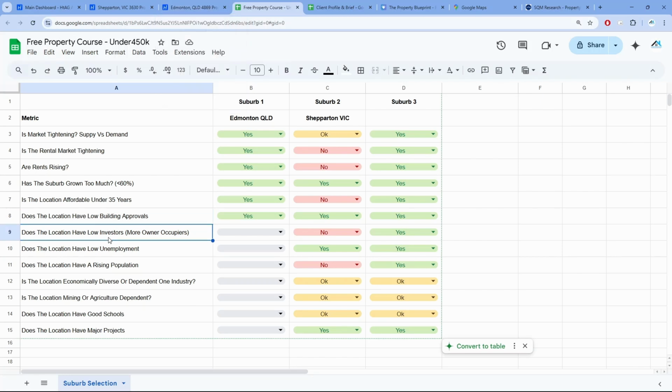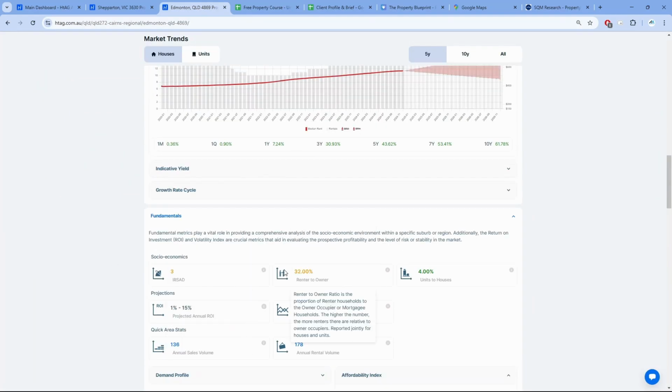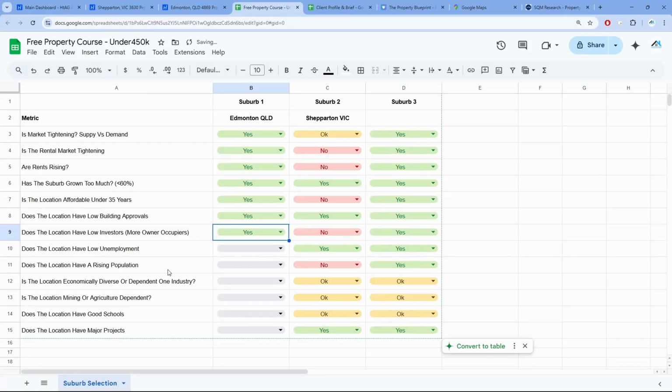Does the location have low investors, which means there are more owner occupiers in the area? We want to be investing into areas where there are more owner occupiers because that is a more desirable area. If there are more investors, that increases competition. It also increases our risk in the market if those investors leave the market at a very rapid rate. The way we check that is simply by looking at the renter to owner occupier ratio in the fundamentals, and that's sitting at 32%. Once again, perfect. That's what we like to see.